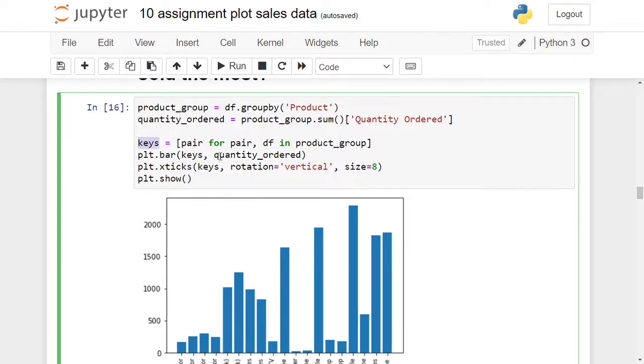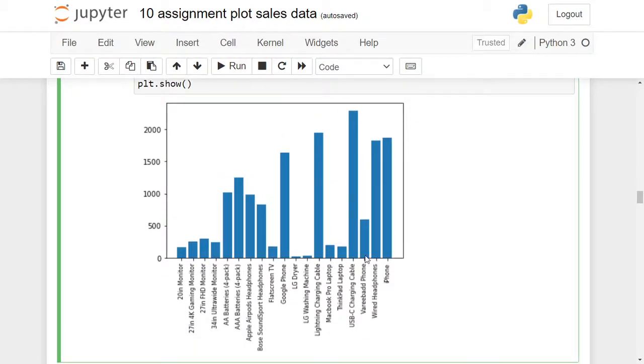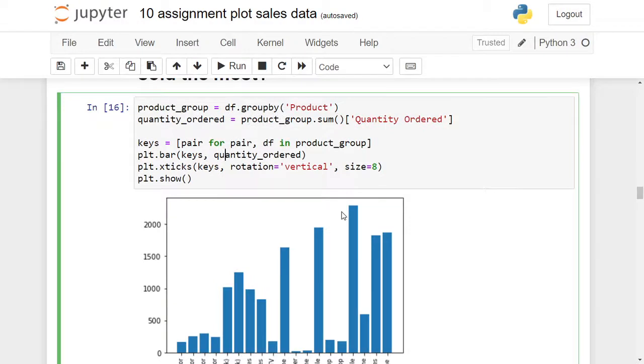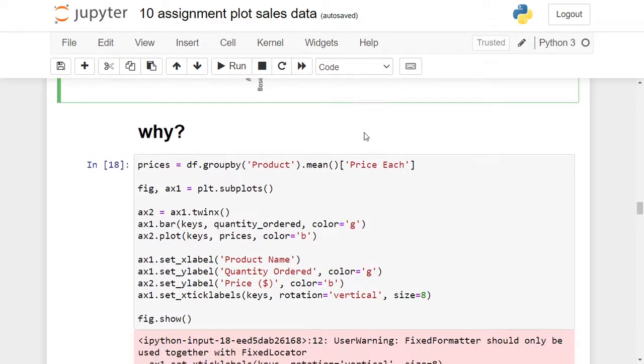actually plot it. We can plot the values. So you have the keys and you have the quantity ordered. Then you can plot all those products together, and you will find it's actually USB charging cable sold most. Why is that? Because simply it's cheaper, right? It's cheap and it's very often used. So you can plot that result.